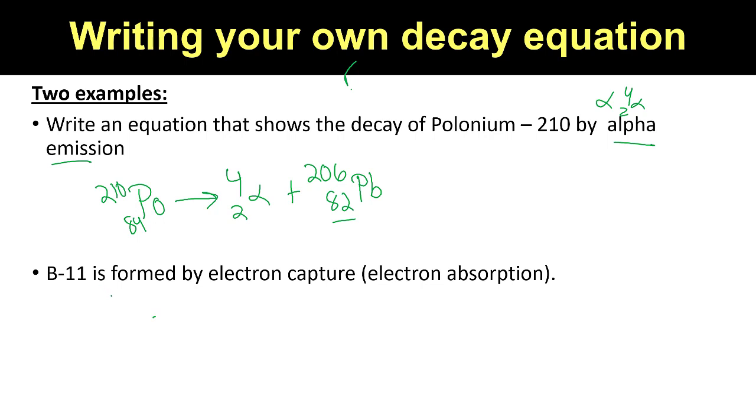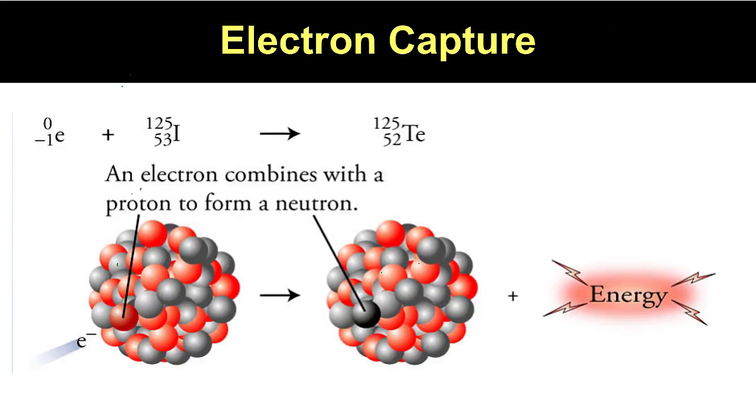So we just effectively wrote our first decay equation. This one is a little more difficult. Here it says boron 11 is formed by electron capture. Okay, so we haven't really talked about what electron capture is, but in parentheses you can see here it says electron absorption. Electron capture is essentially when an electron, which we see over here, is bombarded at a nucleus. And what that high energy electron does is effectively change the atomic number without changing the atomic mass that's up here. So the iodine 125 becomes tellurium 125. And this is not a spontaneous process. Electron capture is a non-spontaneous process.